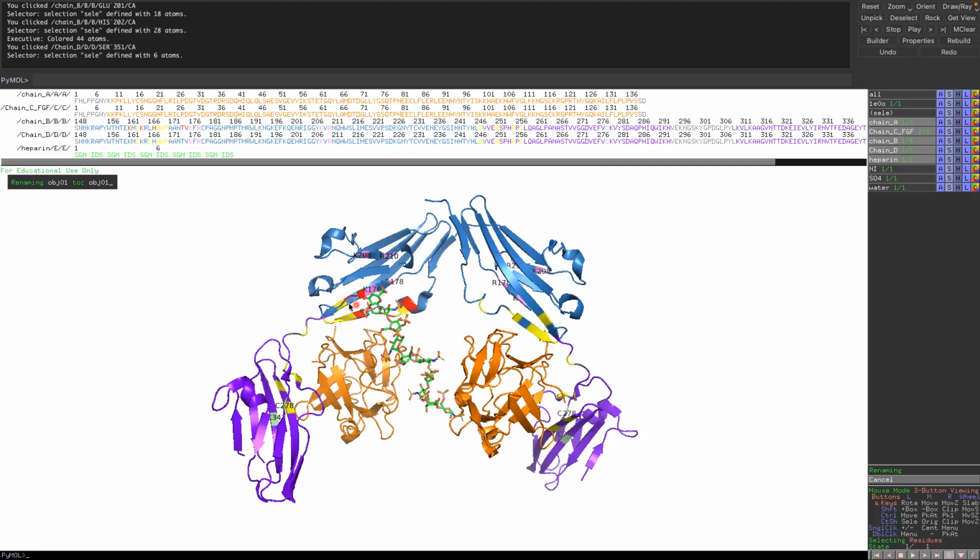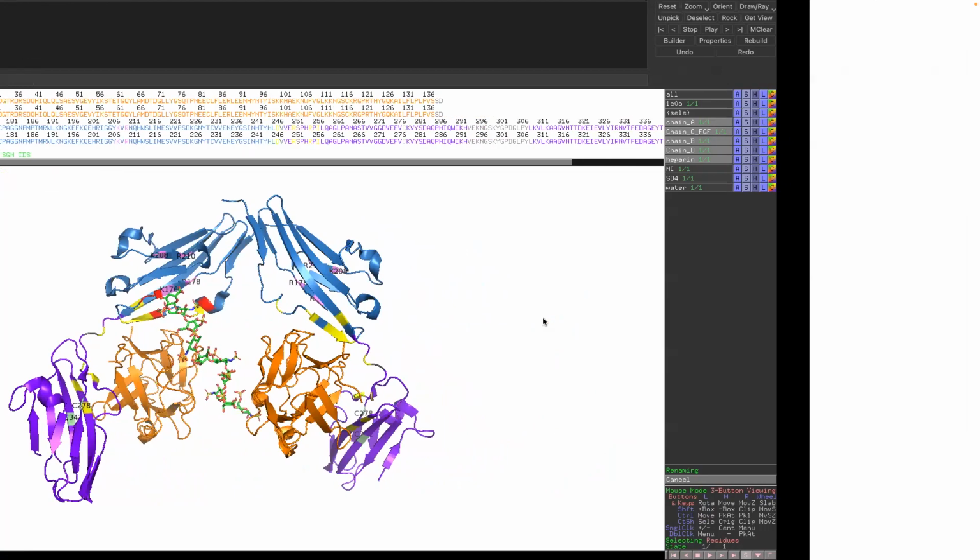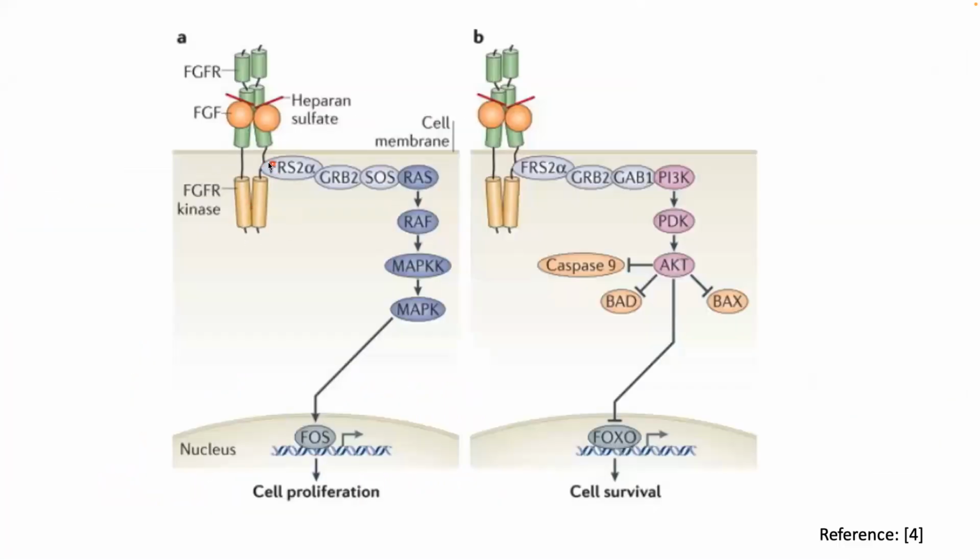The right residues need to be in the right location for this specific interaction to occur between the ligands and the FGFR2 receptor, and therefore allow the FGFR2 receptor to become activated. So after dimerization and activation of the FGFR2 receptor, this ternary complex allows for the activation of the intracellular kinase domain that we can see here.